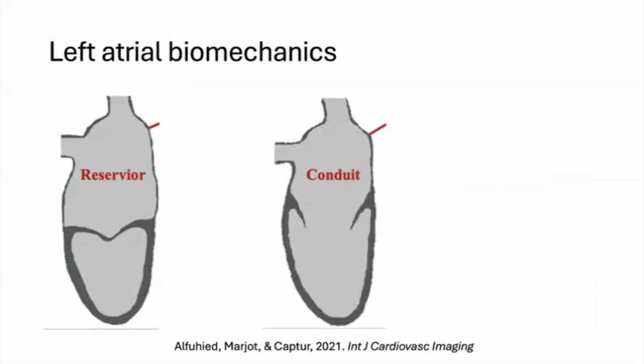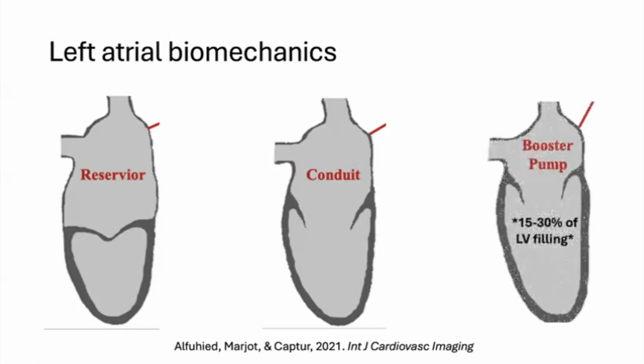Then you have the conduit phase where the mitral valve is opened, and now blood is allowed to flow freely, ideally from the pulmonary veins into the left ventricle during early diastole. And then lastly, we have the contractile phase, sometimes called the booster pump phase, when atrial contraction causes further filling of the left ventricle. And it's important to remember that this is not an insignificant contribution with respect to LV filling and ultimately cardiac output, with many studies quoting around 15 to 30% of LV filling being thanks to atrial contraction.